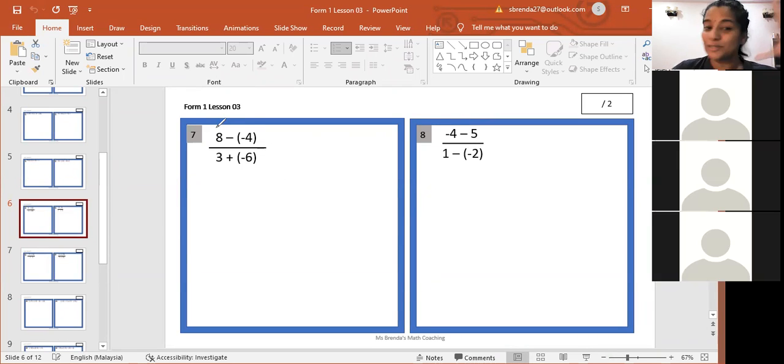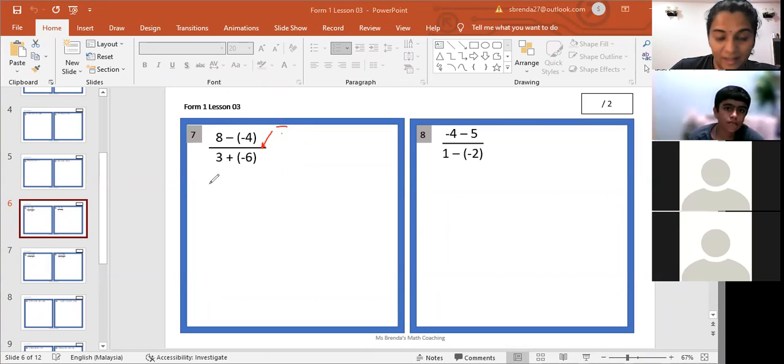Okay. Now it looks a little bit funny already. Now, what do you think this line represents, guys? Divide. Divide, exactly. It's division. In other words, if I were to rewrite this, okay, 8 minus -4 divide by 3 plus -6.